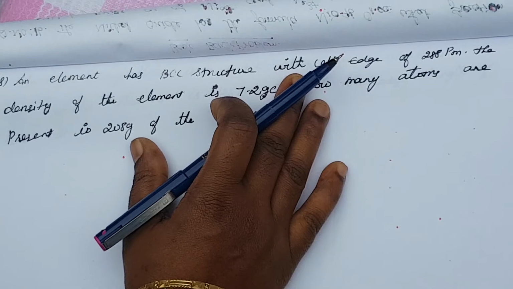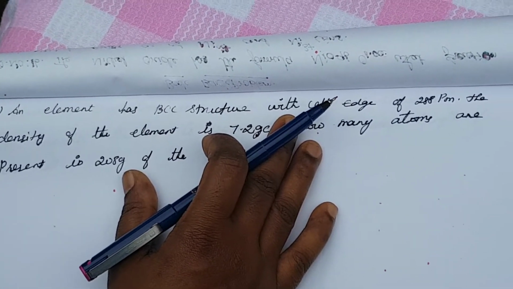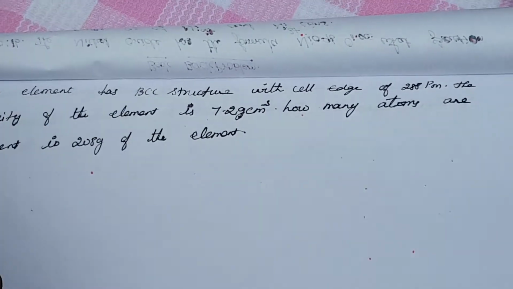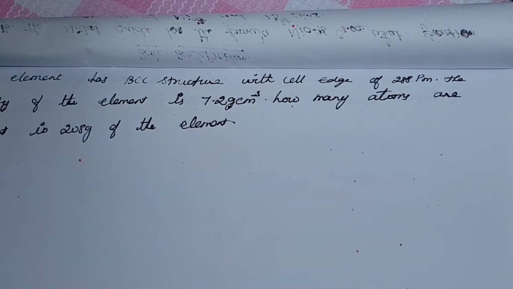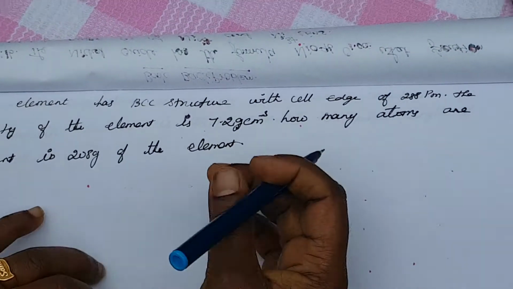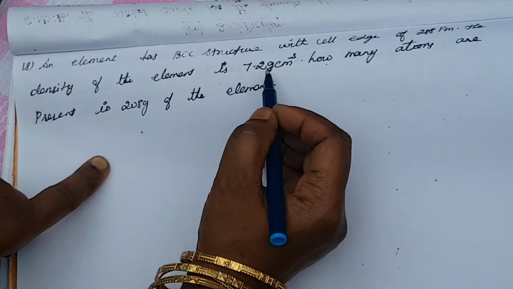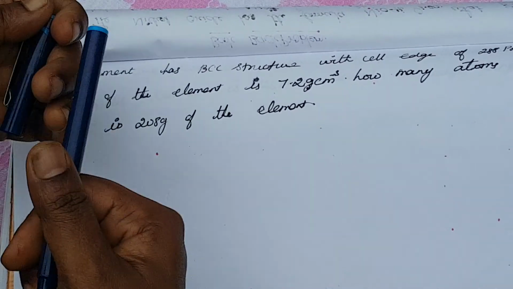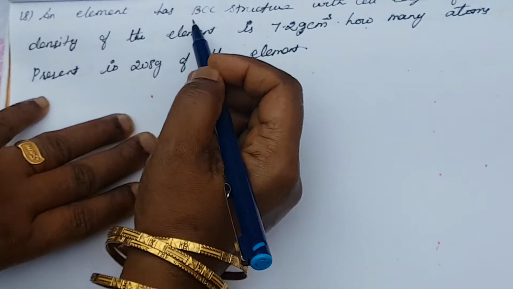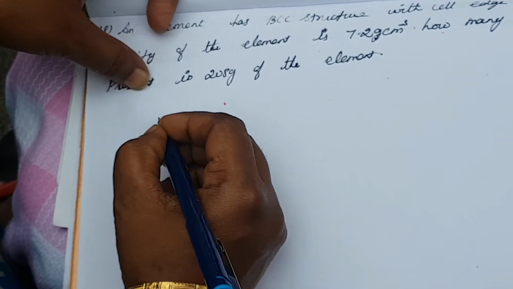Next we are going to see the 17th question, which is a theory question, and then the 18th question. The question is: an element has the BCC structure with cell edge of 288 pm. The density of the element is 7.2 gram per centimeter cube. How many atoms are present in 208 gram of the element? So first, an element has the BCC structure. What is the value given? Edge of BCC.